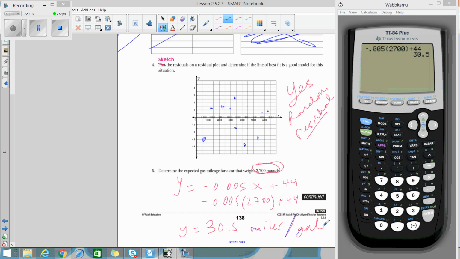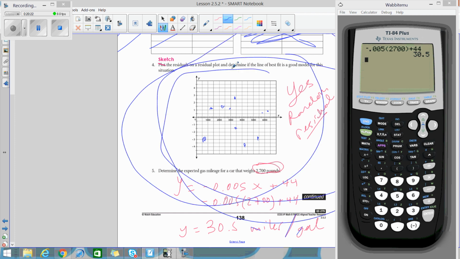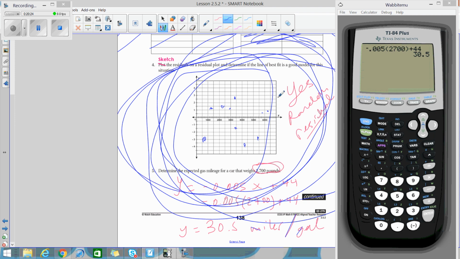So again, you cannot determine if a line of best fit is good just by saying, oh, it looks like it goes through it. You have to look at the residual. This is what tells you if you can use your line of best fit, yes or no. Okay? So let's try another one.